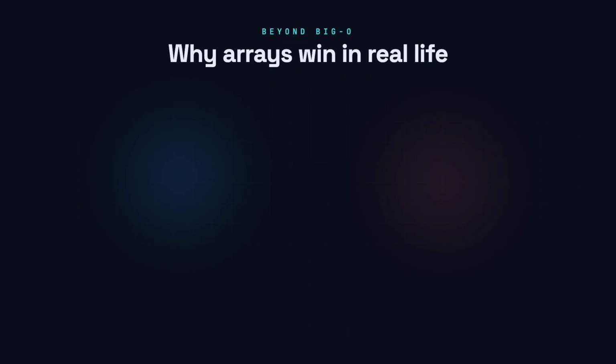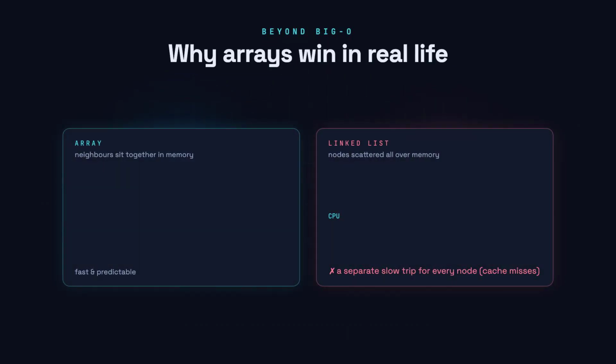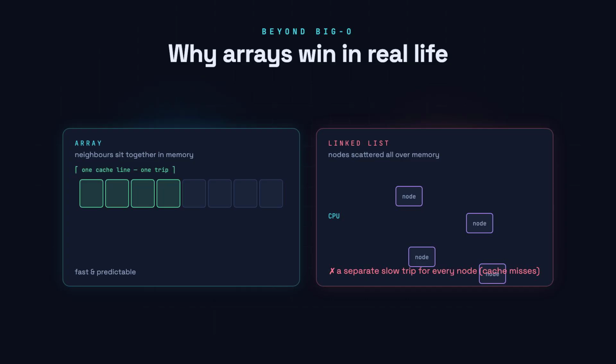But Big O still isn't the whole story. Inside a real computer, the processor is extraordinarily fast, while the main memory is comparatively far away and slow. So the processor keeps a tiny, lightning-quick notepad right beside it, called the cache. Here's the trick. Whenever it fetches one box from memory, it doesn't grab only that box. It scoops up the whole neighborhood around it in a single trip, betting that you'll want the neighbors next.